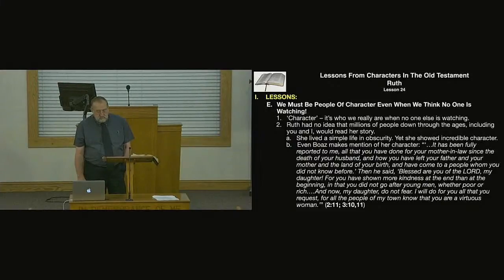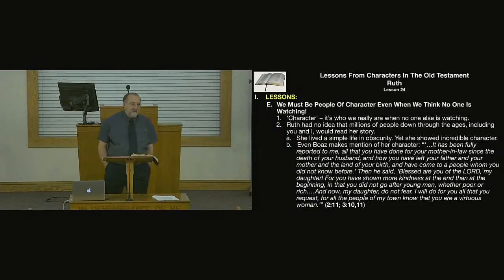It's been fully reported to me all that you have done for your mother-in-law since the death of your husband, and how you have left your father and your mother in the land of your birth, and have come to a people whom you did not know before. Then he said, Blessed are you of the Lord, my daughter, for you have shown more kindness at the end than at the beginning, in that you did not go after young men, whether poor or rich. And now, my daughter, do not fear. I will do for you all that you request, for all the people of my town know that you are a virtuous woman.